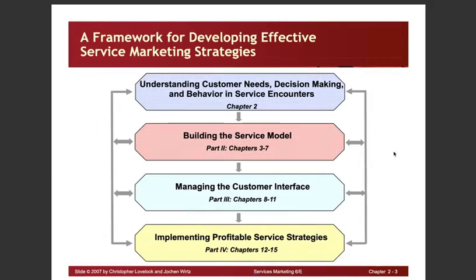Back to the previous chapter, we discussed the framework for developing an effective service marketing strategy. Number one is understanding customer needs, decision making, and behavior in service encounters. After that, we build the service model and then manage and implement the service strategy.